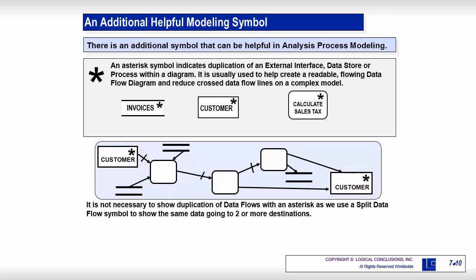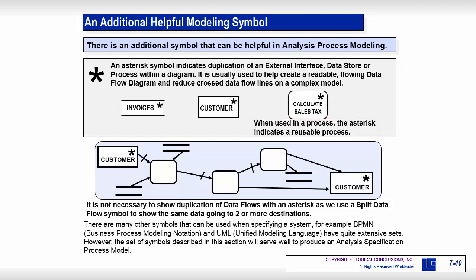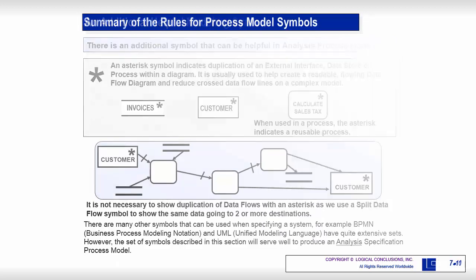It's not necessary to show duplication of data flows with an asterisk, as we use a split data flow symbol to show the same data going to two or more destinations. When used in a process, the asterisk indicates a reusable process. There are many other symbols that can be used when specifying a system. For example, BPMN, Business Process Modeling Notation, and UML, Unified Modeling Language, have quite extensive sets. However, the set of symbols described in this section will serve well to produce an analysis specification process model.